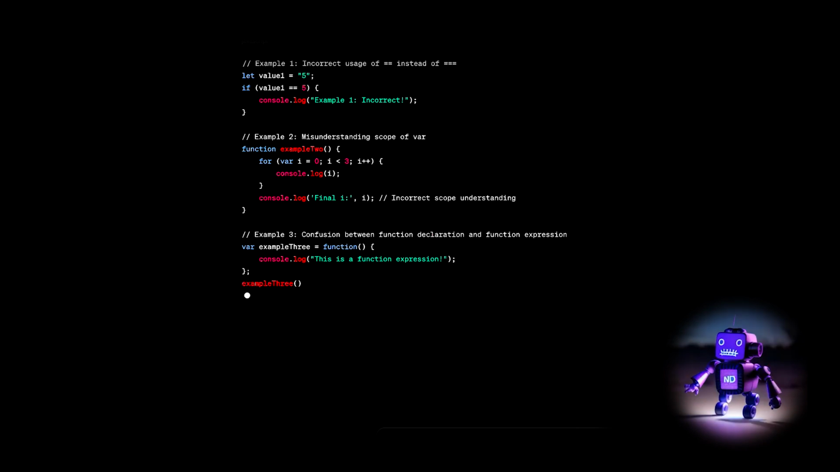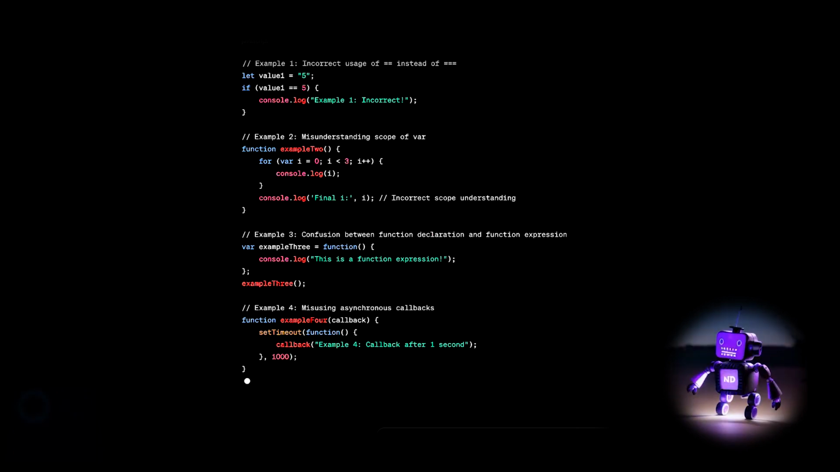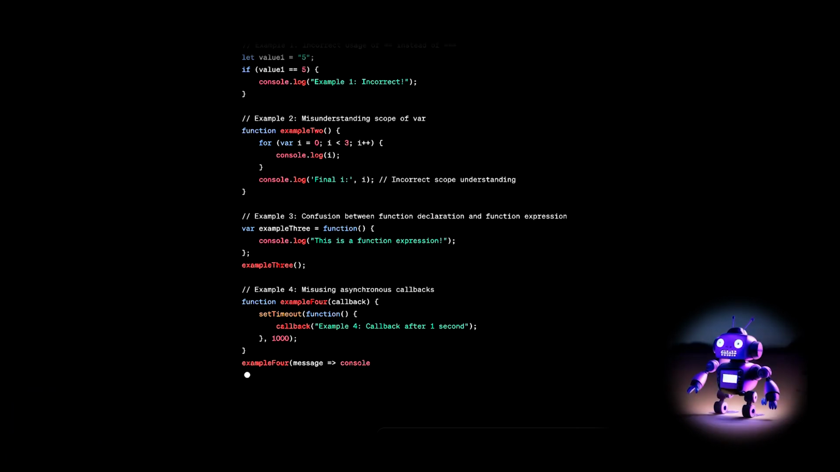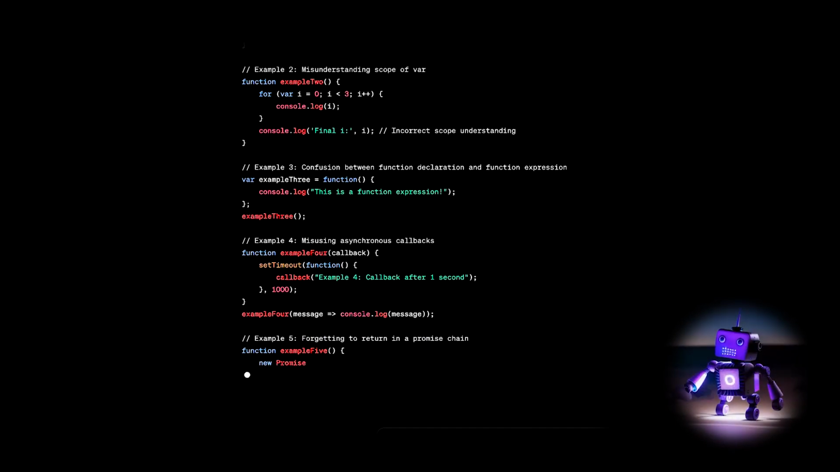The third example highlights the difference between function declarations and function expressions. The mistake is subtle and often comes down to understanding hoisting in JavaScript. Function declarations are hoisted, meaning they are raised to the top of their scope and can be used before they appear in the code. Function expressions, however, are not hoisted in the same way, especially when assigned to variables. This can lead to issues if you try to call a function expression before it's defined.